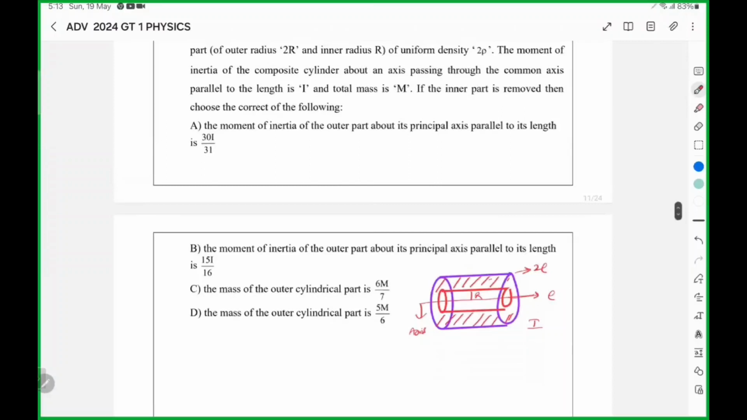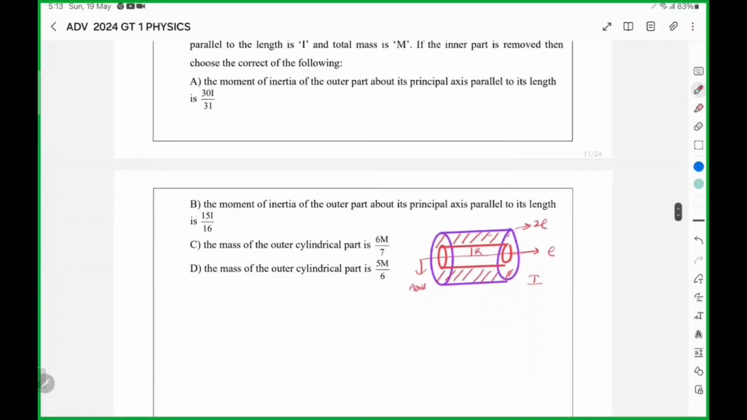Then there are four questions based on this. I will be the moment of inertia of the inner cylinder plus the outer hollow cylinder.